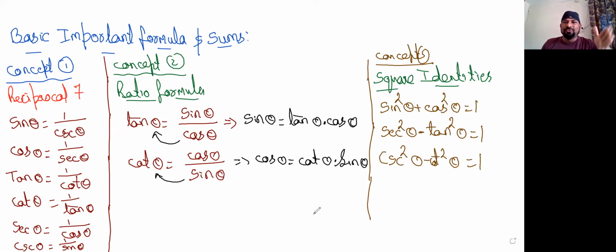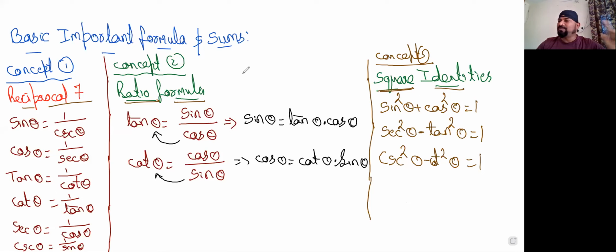So for 10th class, if you remember these 3 concepts, concept 1, the reciprocal formula, concept 2, the ratio formula, and concept 3, the square identities, and if you are very good at these 3 things, almost all of the 10th class you can work on. Please check it out. If you are good at these 3, we can deal with the very important stuff of 10th class.